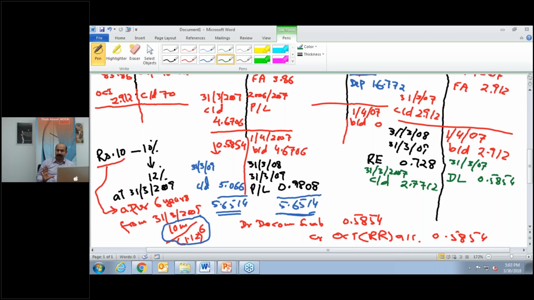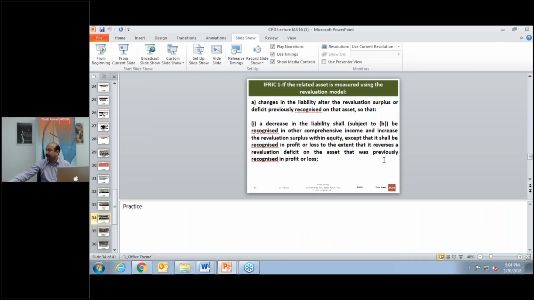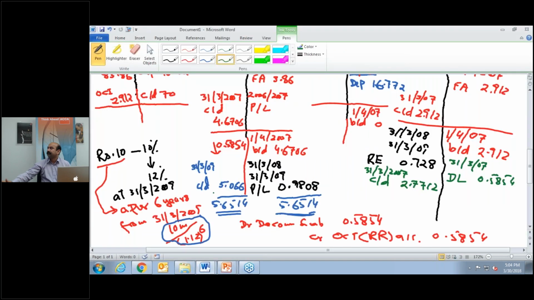It's very simple. Here the liability is decreasing. If there is a revaluation surplus, credit the revaluation surplus, meaning other comprehensive income, except that it shall be recognized to the extent that it reverses a revaluation deficit on the asset that was previously recognized in profit and loss. So this is the total material related to the decrease in decommissioning liability. If we have any question, we can take it now. Otherwise, we can move further.